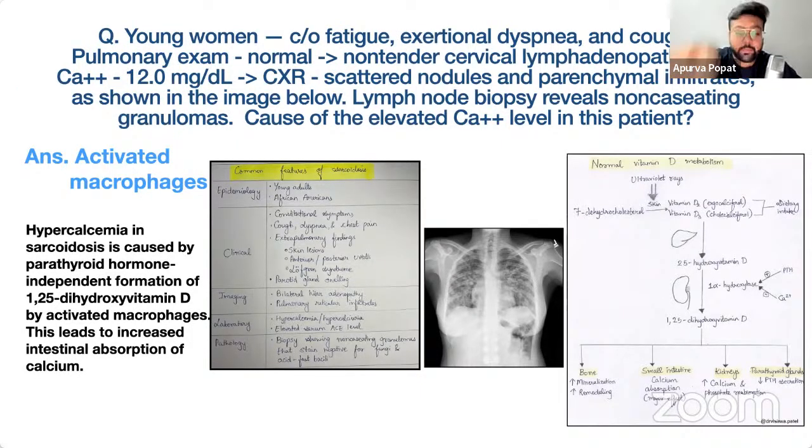What do you think in this patient will be the level of PTH? Same patient, levels of PTH? Decreased. Low. Very good. Because the calcium levels are high, your PTH will be low.